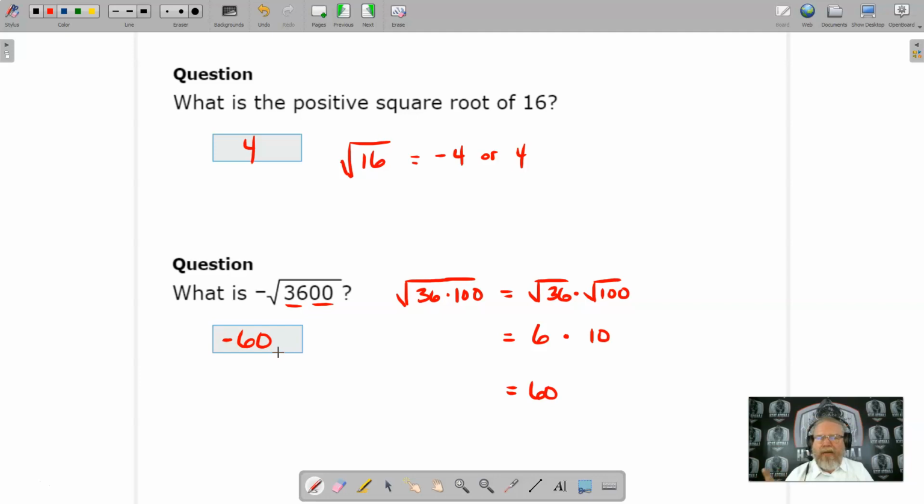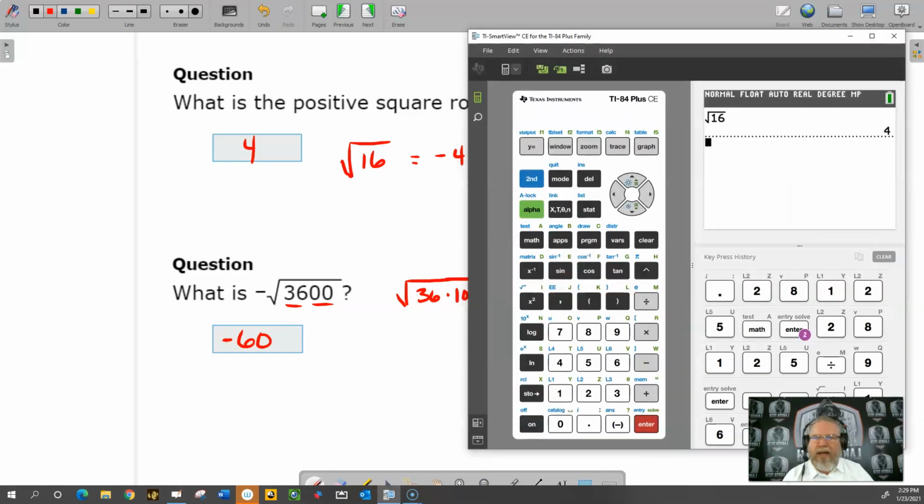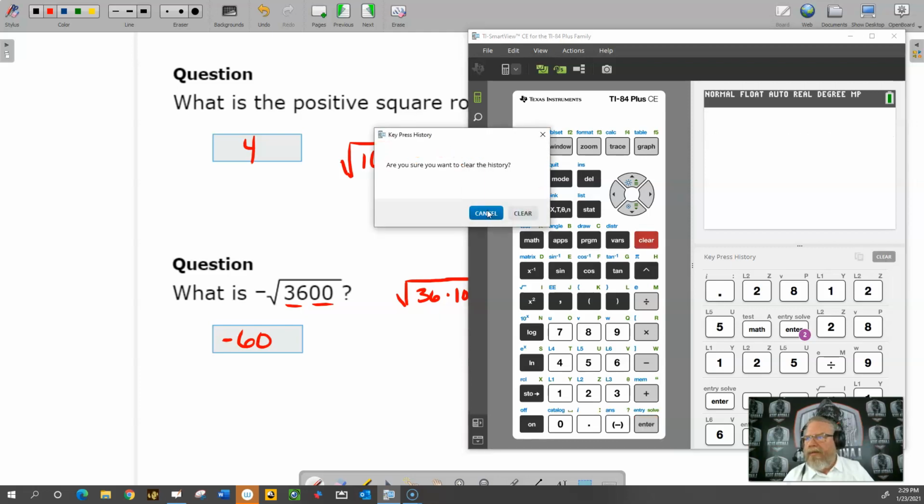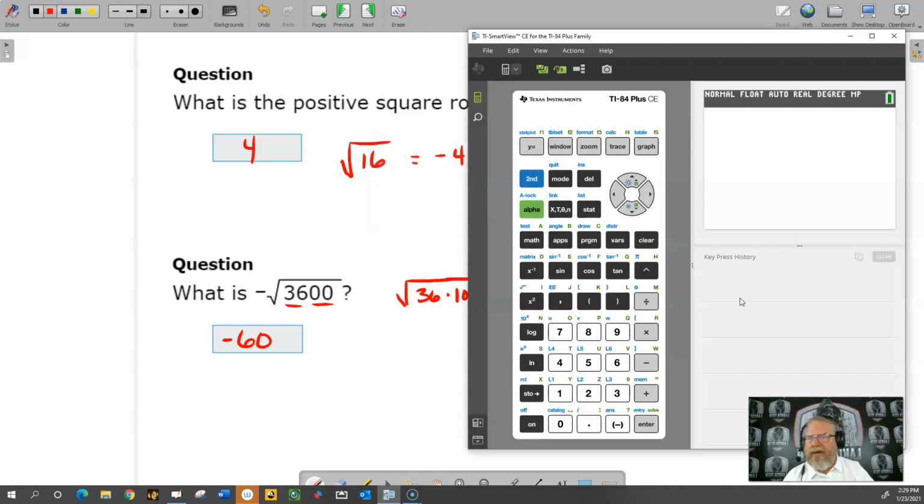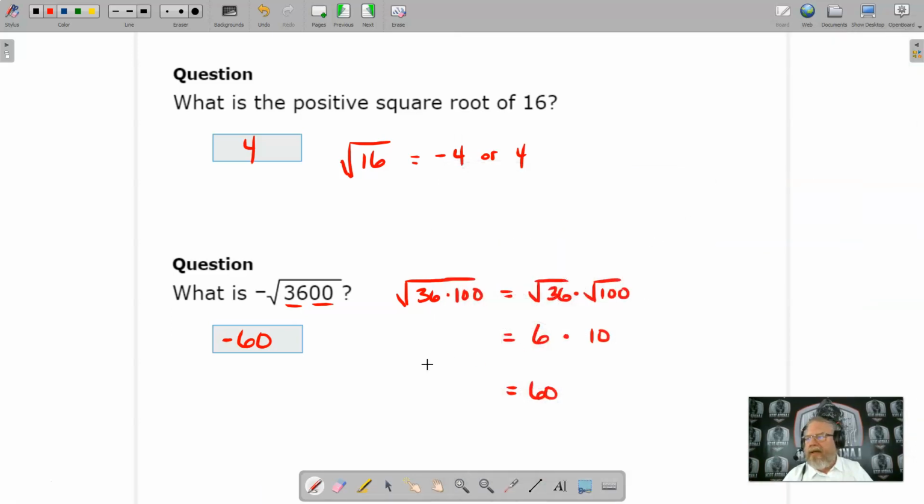So let's take the graphing calculator, and we're going to take the square root of 3600 and see what we come up with. Let's go ahead and clear out the number history. Yes, I want to clear all the history. Great. So with that, let's go second key, radical symbol, and take the square root of 3600. If I'm right, we should get 60, right? And indeed, there it is. The answer is 60. So we are correct on that.